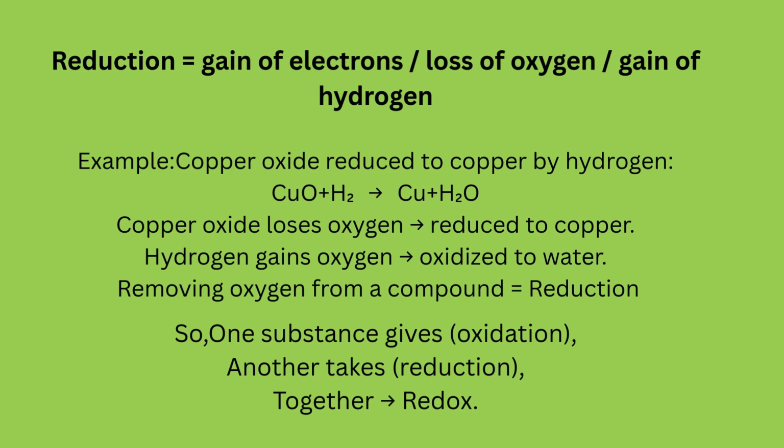Reduction equals gain of electrons or loss of oxygen or gain of hydrogen. Example: copper oxide reduced to copper by hydrogen. Copper oxide loses oxygen and is reduced to copper. When one substance gives oxidation, another takes reduction, together it is redox.